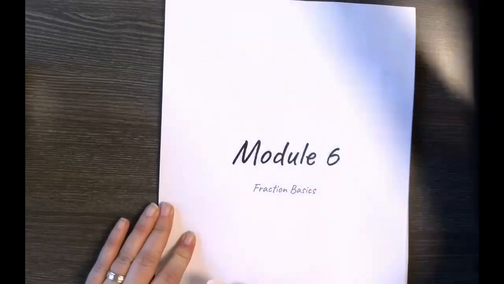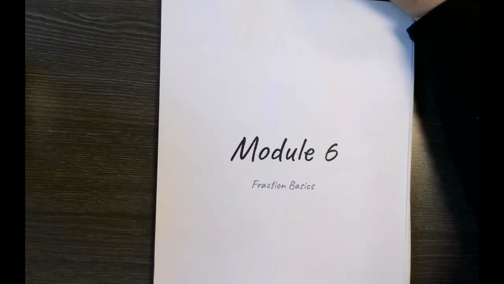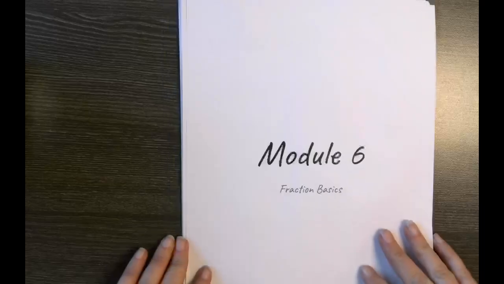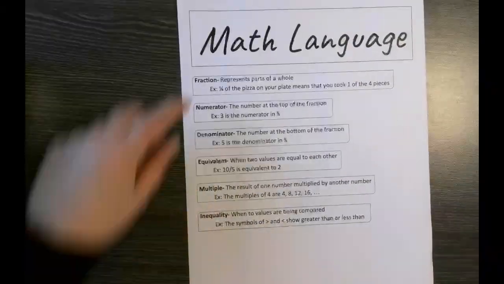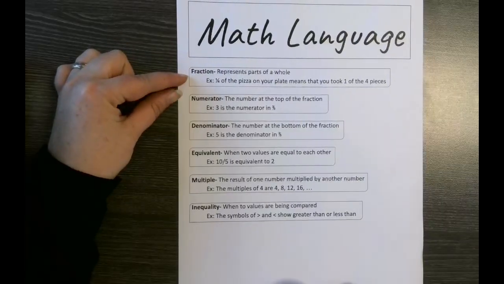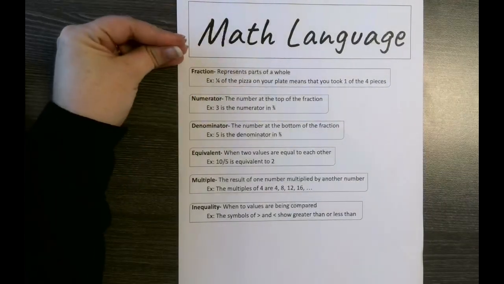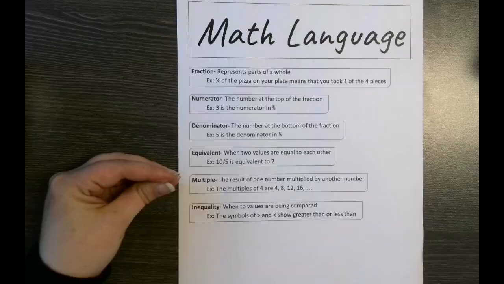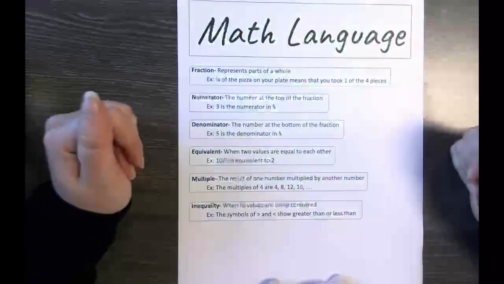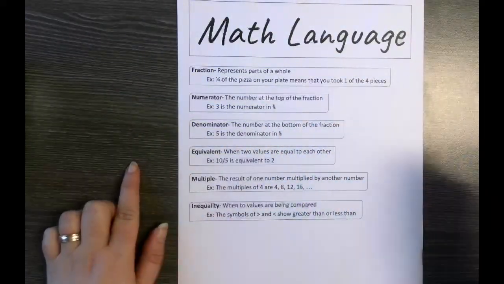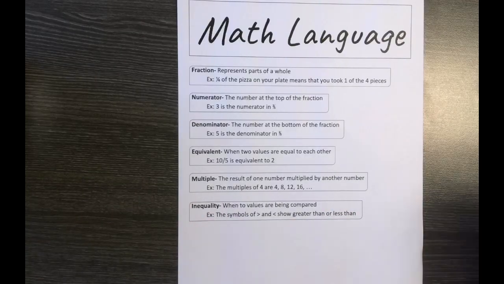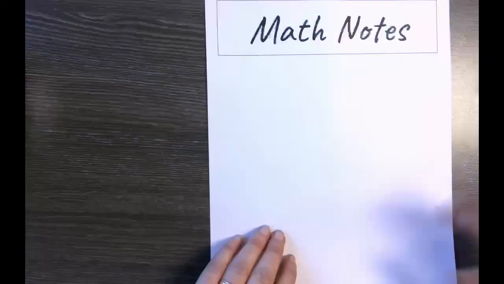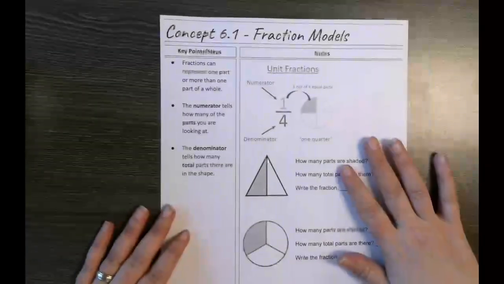So I've got Module 6 down in front of me, and I am opening it up to our math language. We've got fraction, which is something that represents part of a whole. The numerator is the top. The denominator is the bottom. Equivalent means it's equal. And multiple means we're doing it over and over. Inequality means it is either greater than, less than, or equal to. Putting that one left. Flipping your page again to 6.1.